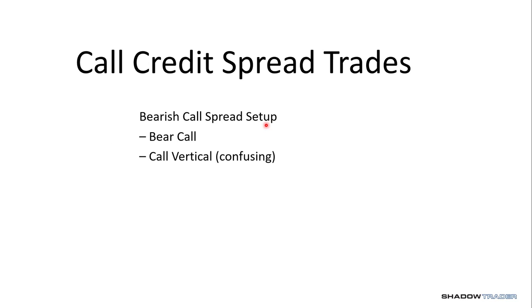Moving on to the other side of the options chain, let's go to the call credit spreads. These are bearish types of trades, so we call them a bear call spread setup. Sometimes just called a bear call or a bearish call vertical. I know, it's confusing.